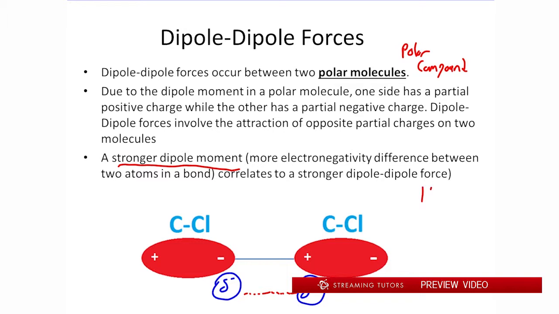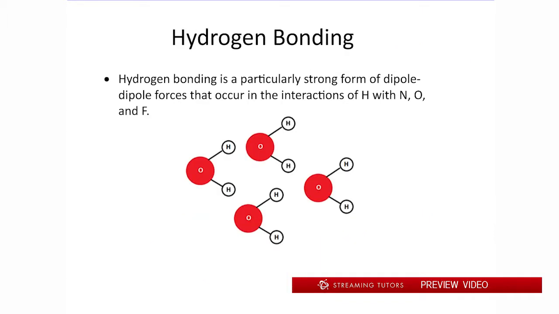So if we had something like HF, that's going to have a larger dipole moment than something like HC, because F has more electronegativity than C, and hence there's going to be a stronger dipole moment in HF. And what that means then is that's also going to have stronger intermolecular forces between two molecules of HF compared to two molecules of HC, because there's a greater dipole present in HF. So that's dipole-dipole forces.